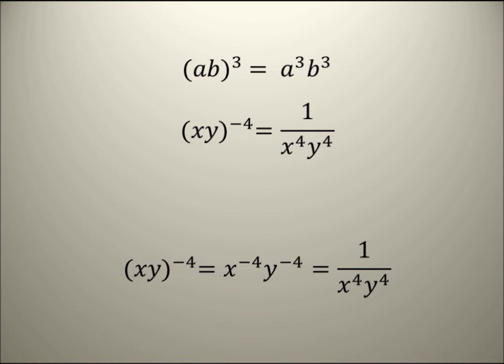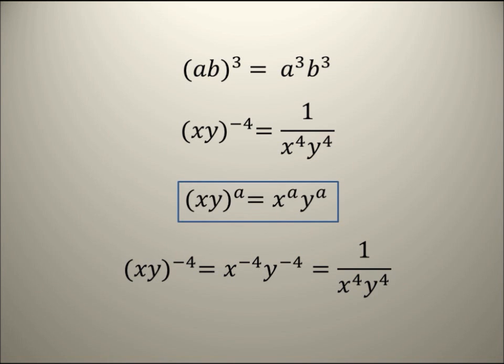We can express this law in general terms and say if we have variables multiplied together in parentheses, say xy, and they are all raised to a power, let's say a, that just equals each individual variable to that power. So we get (xy) to the power a equals x to the power a, y to the power a, and that is our final indice law.